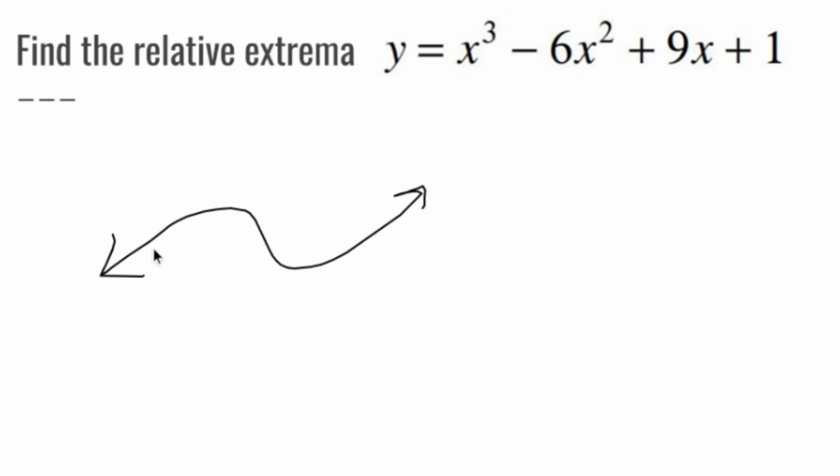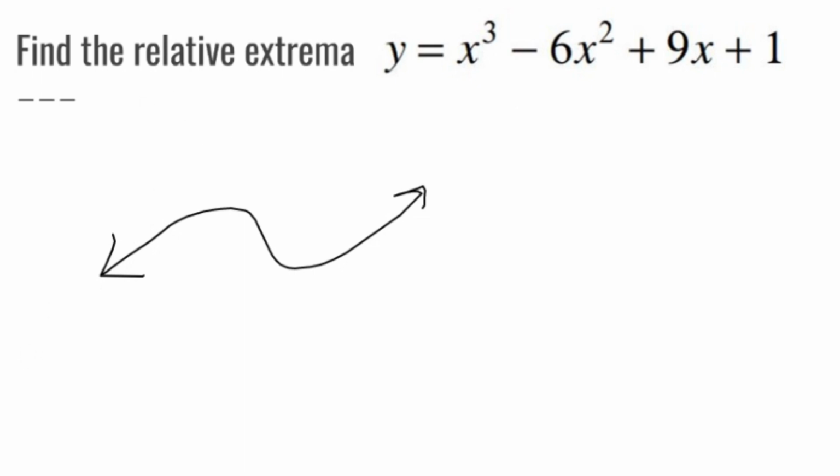The reality of having a cubic function that looks something like this is this guy's going to continue going up and to the right forever and ever and ever. This guy's going to continue going down and to the left forever and ever and ever. And if someone's like, what's the maximum? Well, it's going to be infinity. What's the minimum? Infinity in the negative territory.